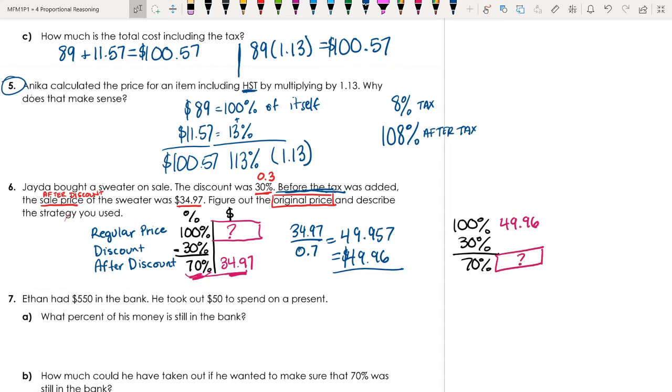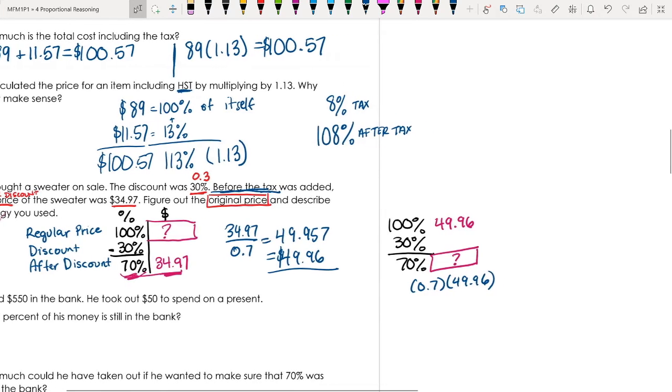Well, now this question is asking you to find what is 70% of $49.96, and that kind of question is asking you to find the amount. And so we would have multiplied to do that, right? In this case, we would have done 0.7 times 49.96, right?